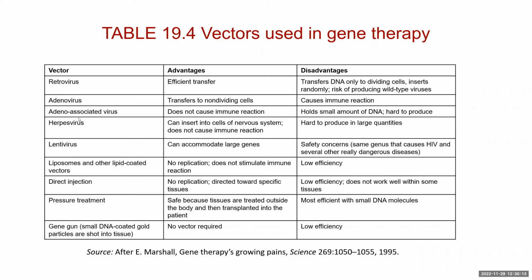Adenoviruses are helpful for transferring to non-dividing cells, but they tend to be bad for the immune system. Some work really well, like the adeno-associated viruses, but you can't put big things in them. Some of them can insert into the nervous system and don't cause immune reactions, but you can't put big things in those either. Some are awesome, but super dangerous. Good at targeting, good at putting things in, put anything you want, but also it's the same type of virus that causes HIV. So, there's a lot of issues with all of these. And that brings us to CRISPR.